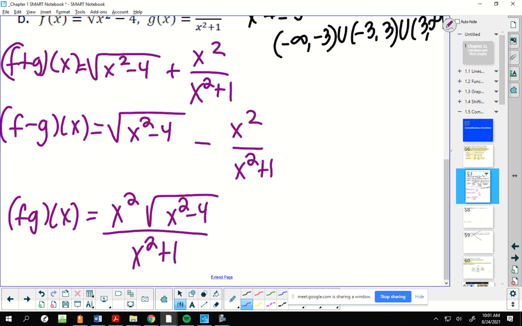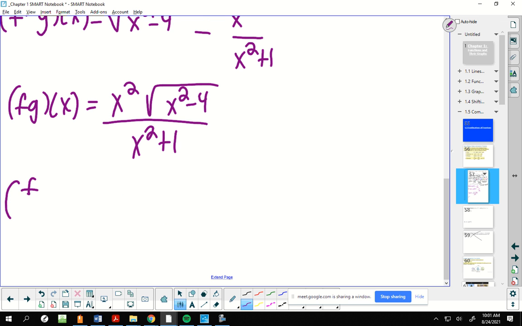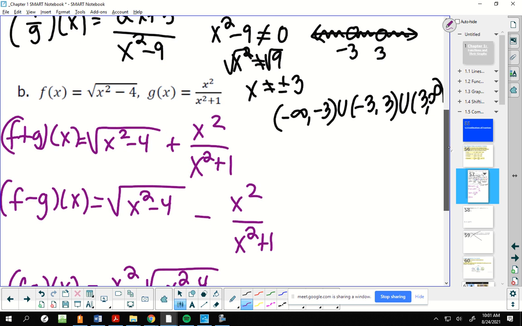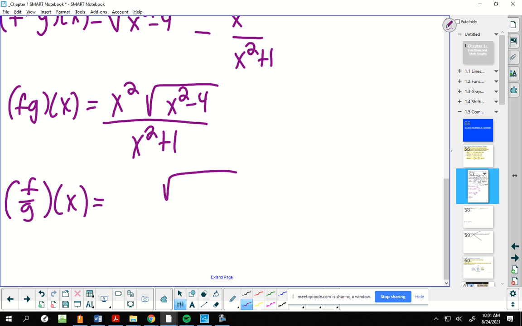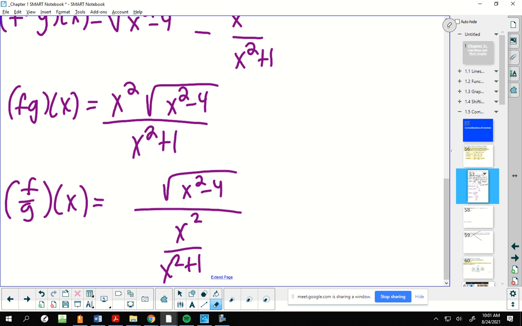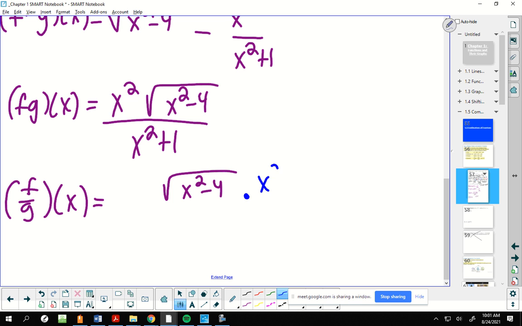And then division. F divided by g. So f was the square root of x squared minus 4 divided by x squared over x squared plus 1. When you're dividing by a fraction, that's the same thing as multiplying by the reciprocal. So I'm going to multiply by the reciprocal, x squared plus 1 over x squared.